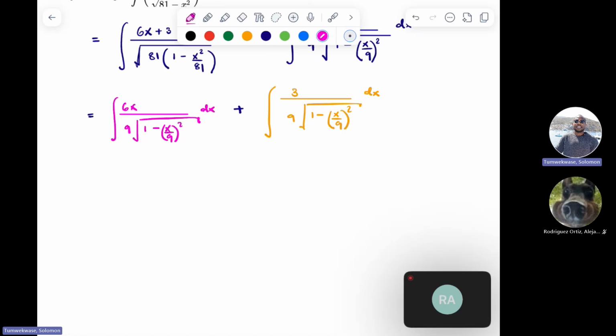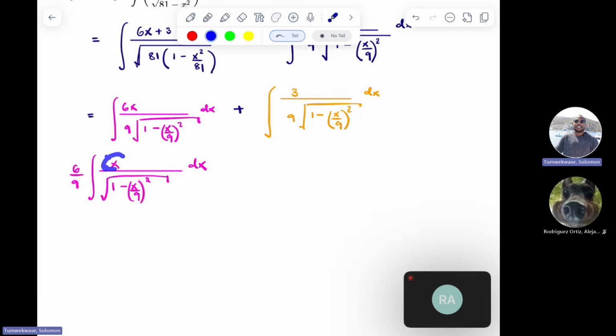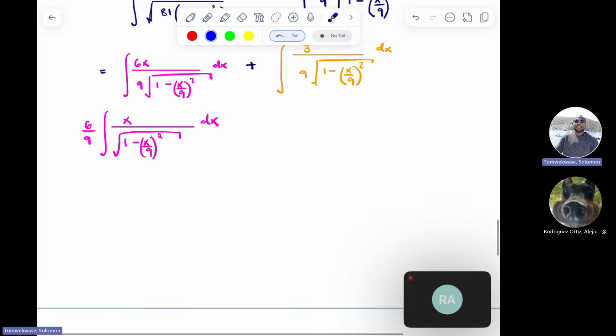So when I do the orange one, 6 over 9 is a constant, so it can come out. Then integral of x over the square root of 1 minus x over 9 squared, then dx. Now I realize that when I differentiate this down now, I won't have x directly, but I'll have something that has x, and x can cancel.